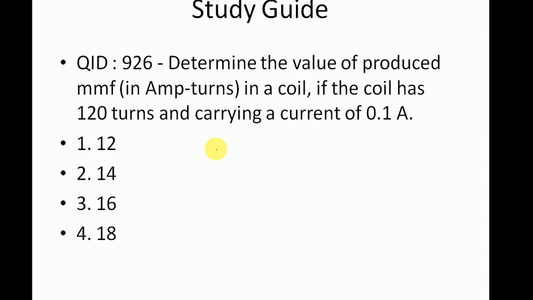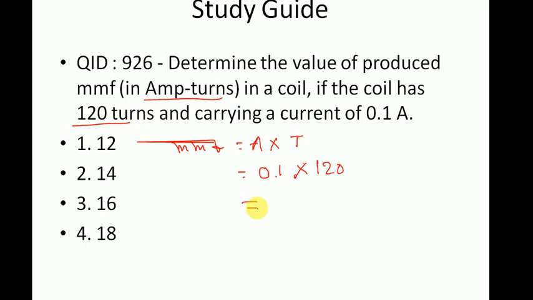Now what is the ampere? Ampere is already given in your question. So MMF is equal to ampere into turns. Ampere means 0.1, turns means 120, already given. So ultimately the output will be 12 ampere turns. Okay, so next question.